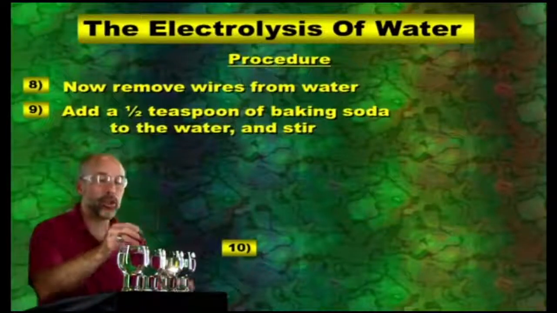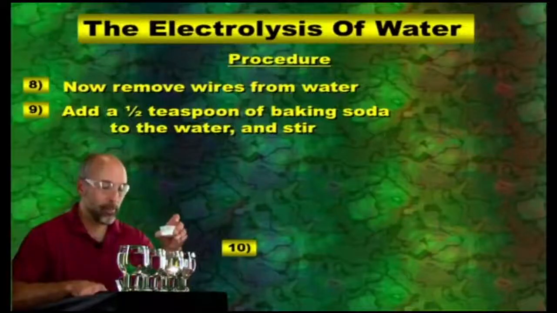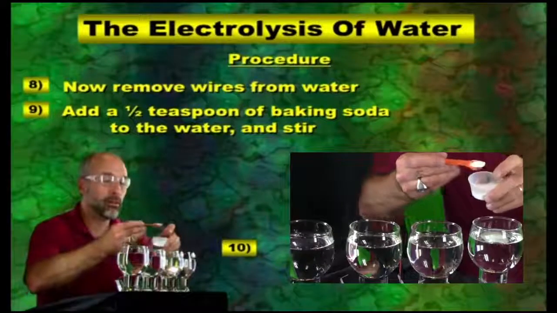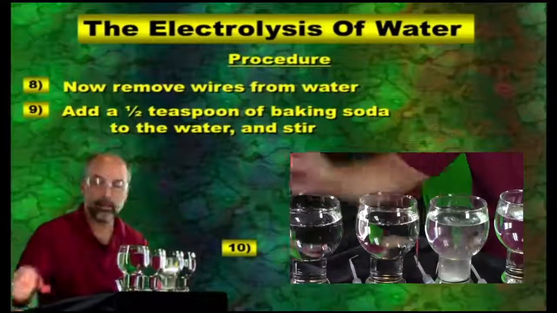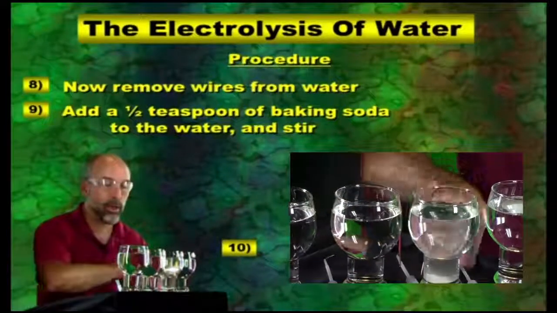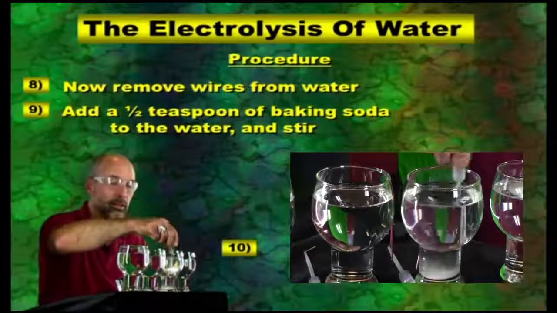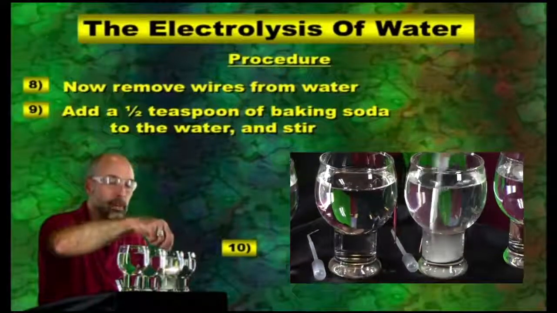Now we're going to go to our next glass. We're going to take some baking soda. So I'm going to take about half of a teaspoon, like that. We're going to set it in there, just like that. Set that down so it's kind of out of our way. Going to stir it, and you try to get it as dissolved as you possibly can.